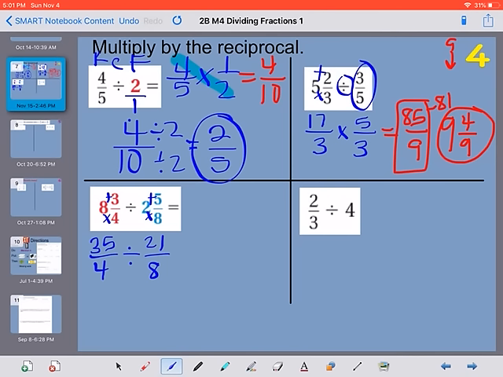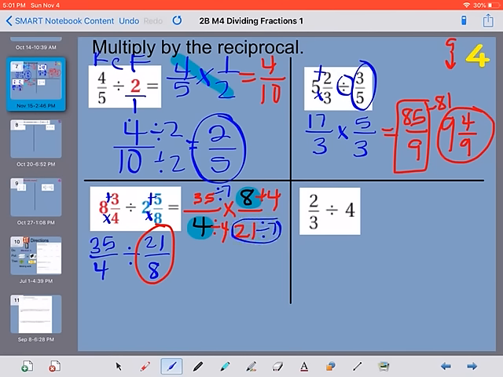So we need to simplify if we can first. Well, first we need to actually write this using multiplication instead of division. So keep the first fraction, 35/4. And now we're multiplying by the reciprocal. Instead of 21/8, we have 8/21. So now we can simplify. 8 and 4 are both multiples of 4, so I'm going to divide those by 4. 35 and 21 are actually both multiples of 7. So we can simplify all of these parts, all 4 chunks.